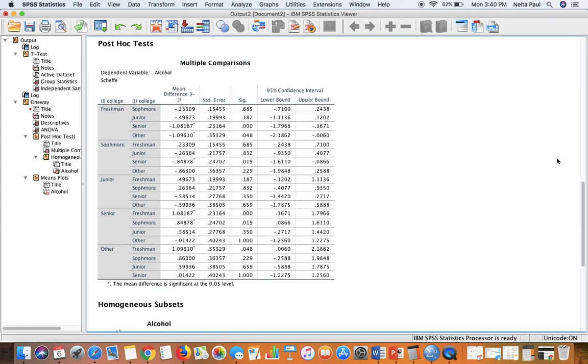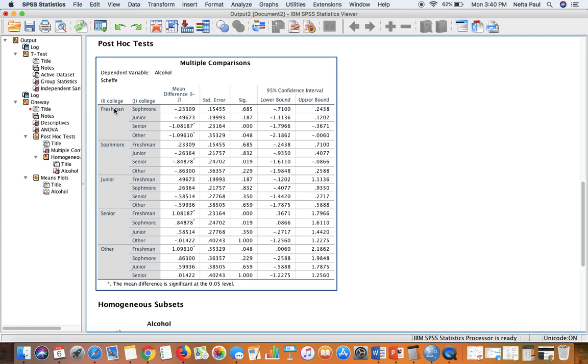So I want to know, well, which group drinks alcohol more frequently than the other? So I'm going to compare my freshmen to the other groups. And what I find is if I go to the mean differences, you'll see there are little stars. Anything with a little star in the mean difference tells you that that is a statistically significant pairwise comparison. So freshmen versus seniors, there are significant differences in drinking habits, and freshmen versus other, which I said were grad students, significantly different drinking habits, right?